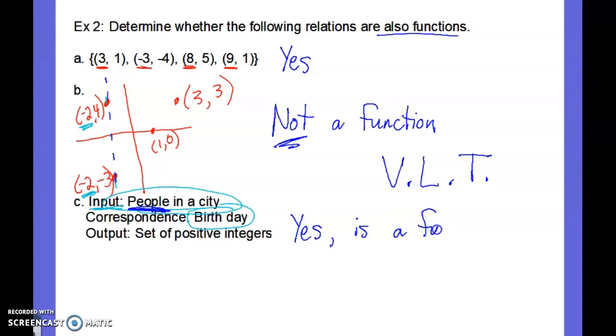Now if I switched it around, this would probably be not a function, because assuming there's more than 366 people in a city, then the birthdays could be repeated, and by switching them, it would no longer be a function.